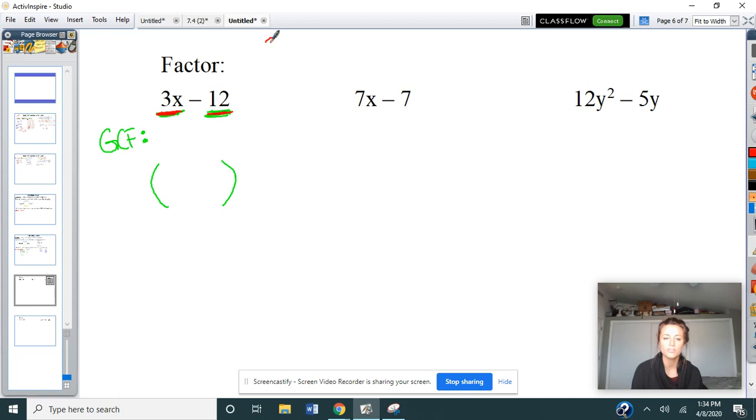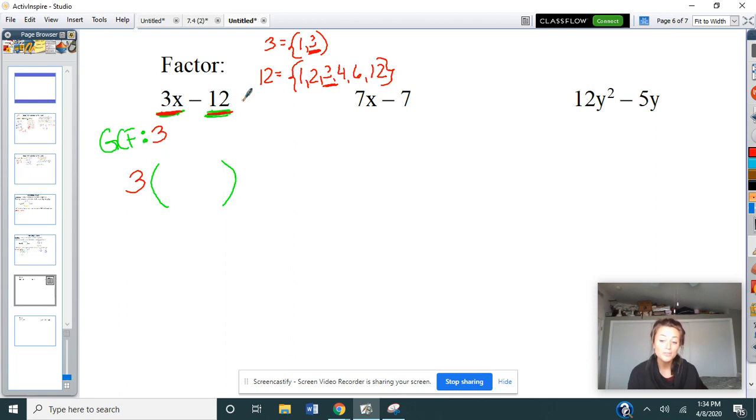So if you write out the factors of 3, the factors of 3 are 1 and 3 because 1 times 3 is 3. And the factors of 12 are, we know 1 goes into 12, 2 times 6, 3 times 4. So these are the factors of 12. You don't have to write them out if you know in your head. What they have in common is a 3. So we're going to factor out 3. That's our GCF. So the GCF, 3 goes into 3x, 3 goes into 12.